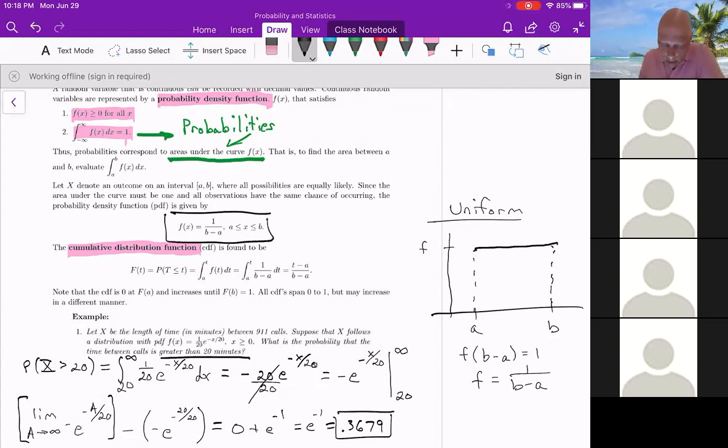Well, so this is one type of a distribution. This is called the uniform distribution. But there are many distributions, and a different one was given in example 1.